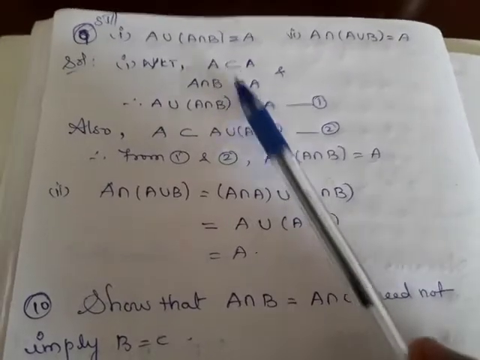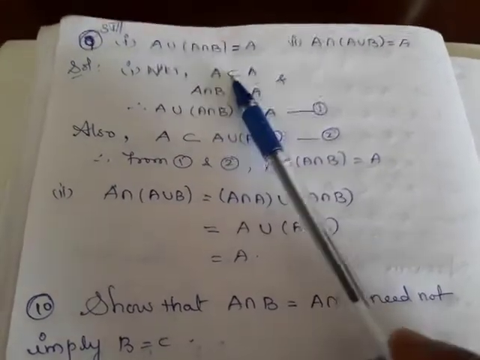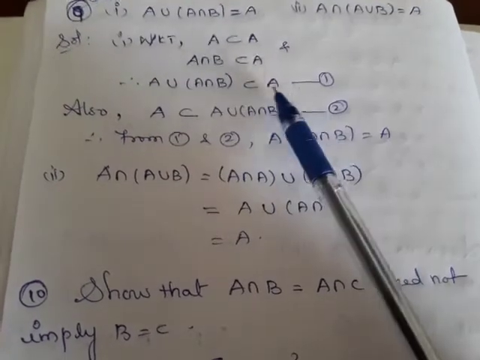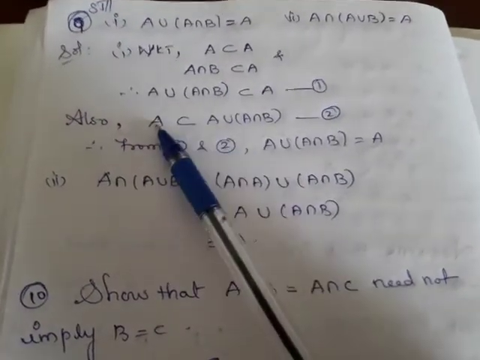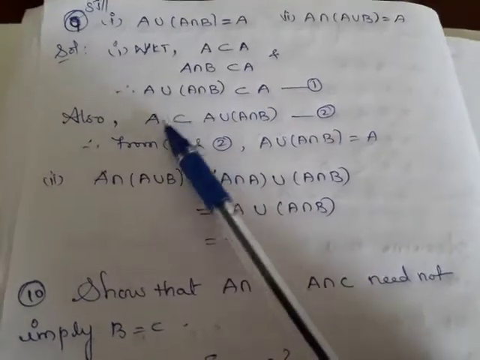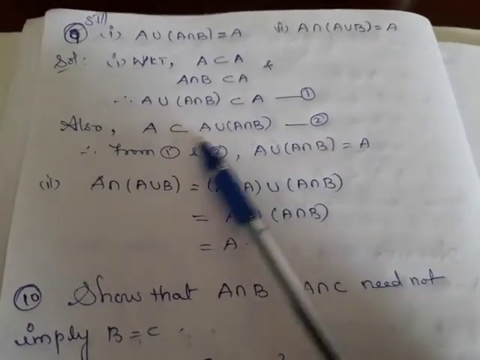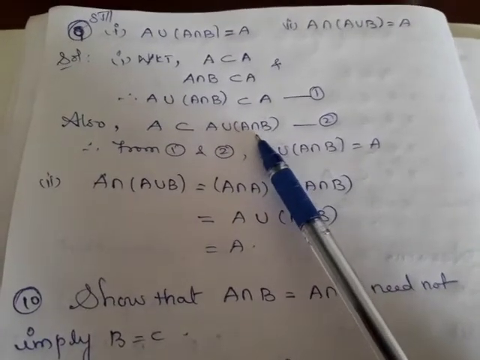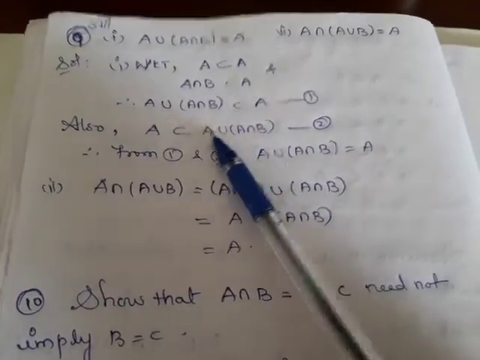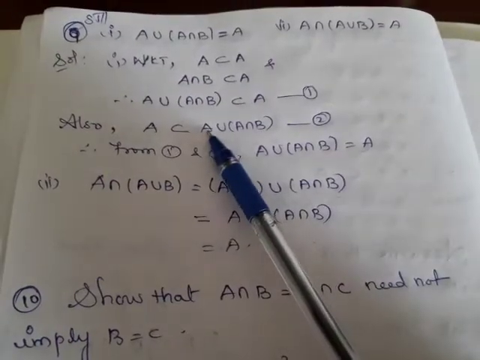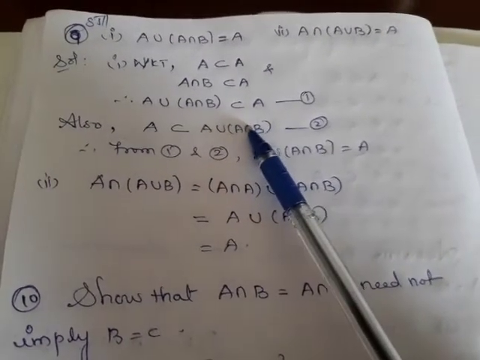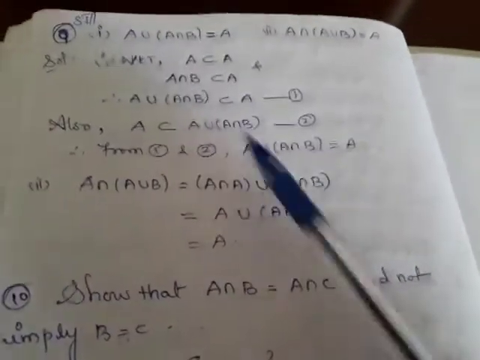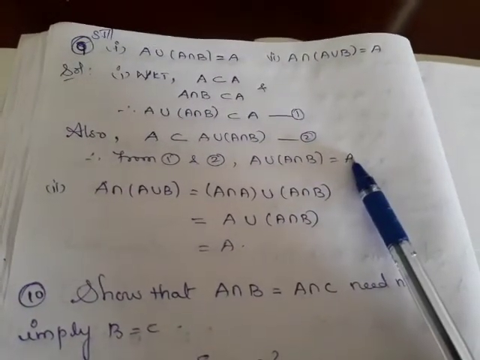So from these two, A union (A intersection B) will be a subset of A. The other way, we will say that A is a subset of this. It is obvious because the set A is there. So obviously set A will be a subset of A union (A intersection B). If we union a set with something else, then obviously the set A will be available there, right? So it is a subset. So either way we showed it, therefore both will be equal.